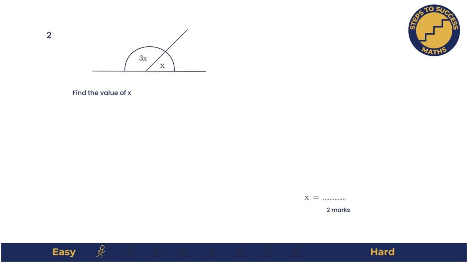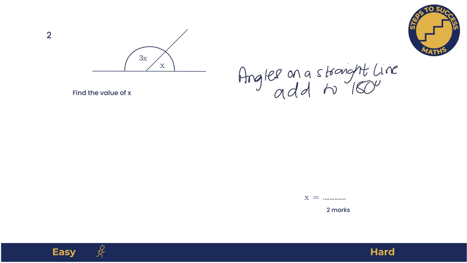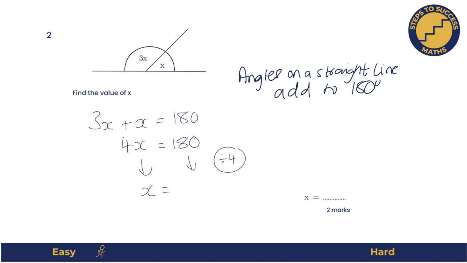Question 2. Here's another angle style question. Find the value of x. What do you know about the angles on a straight line? Well, angles on a straight line add up to 180 degrees. So 3x plus x must equal 180. Collect the x's together. 4x equals 180. And if we divide by 4, we've got x equals 45.